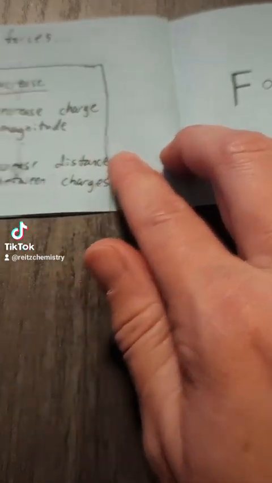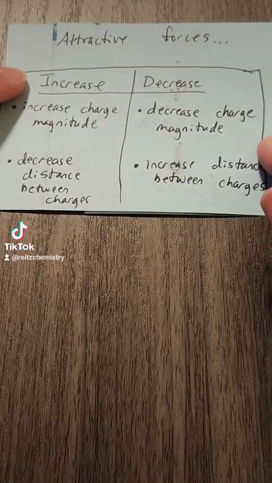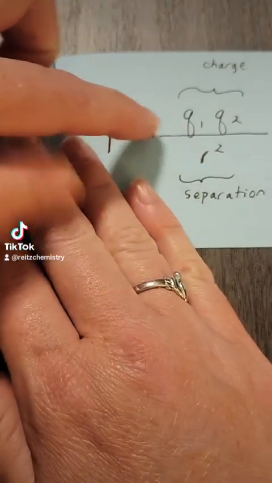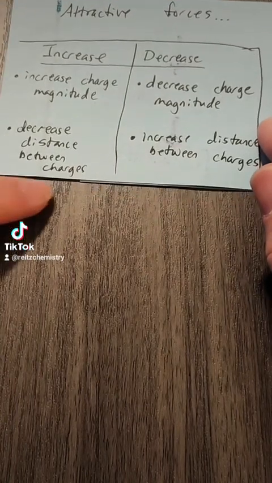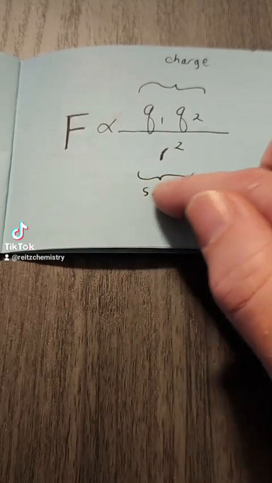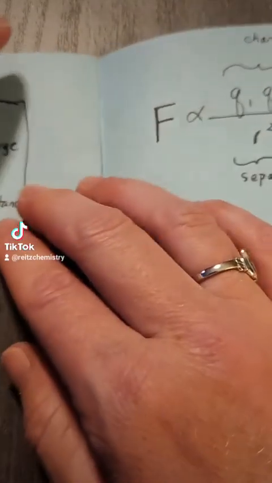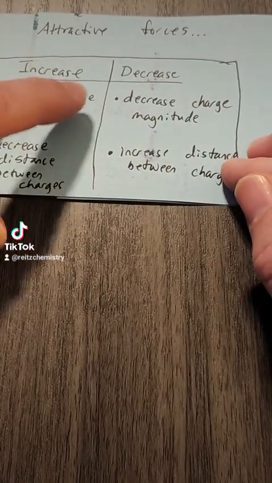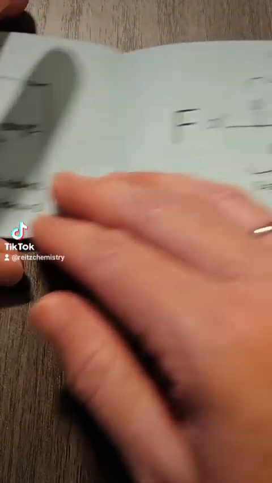So let's talk about how to impact that attractive or repulsive force. That force would increase if we increase the charge magnitude, right? Because that would increase the magnitude of your numerator. Or if we decrease the distance between those charges, because that would change your denominator here. That would make this smaller, and therefore this whole term would get larger. Or we can do the opposite. If we want to decrease these attractive or repulsive forces, then you can decrease your charge magnitude, or you can increase the distance between those charges.